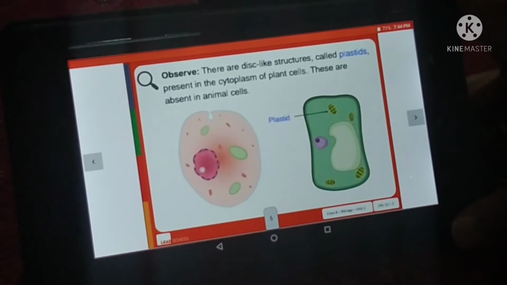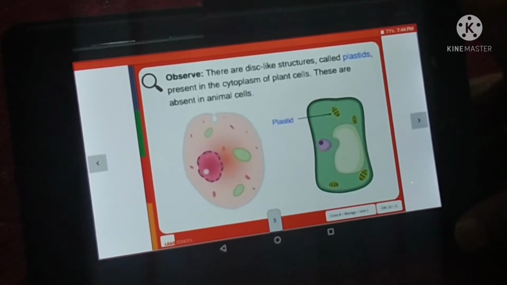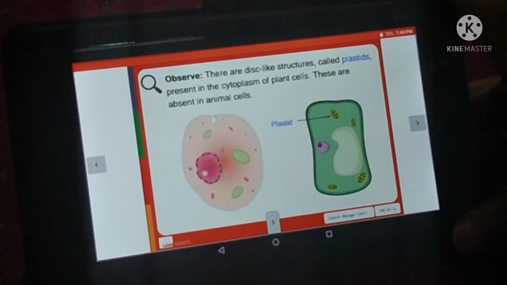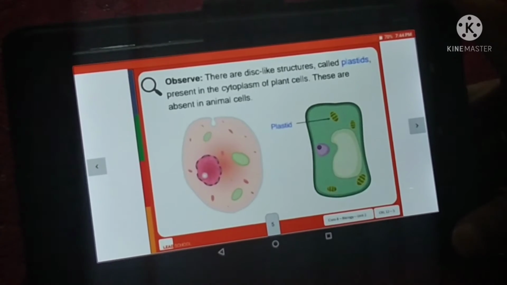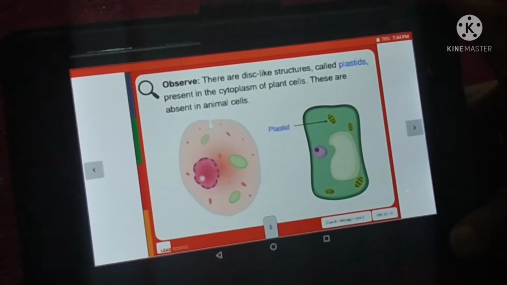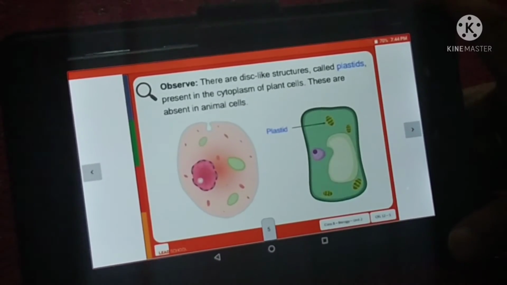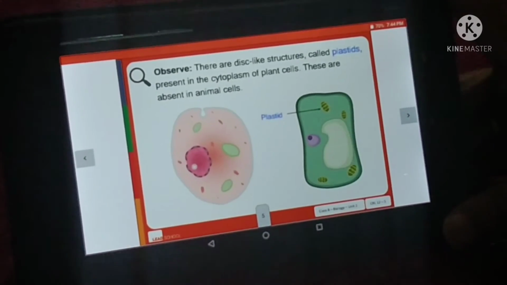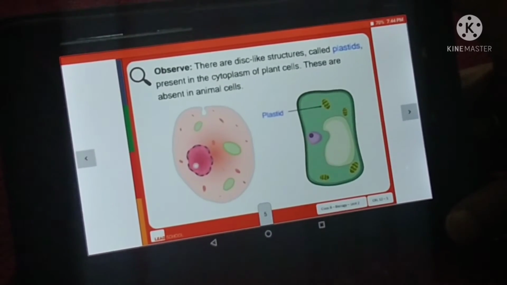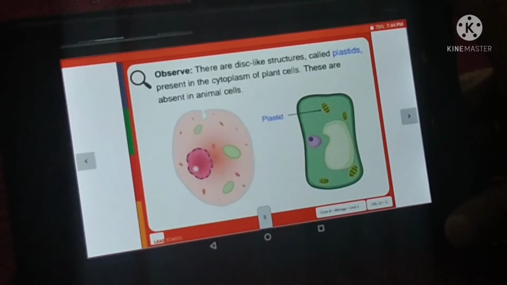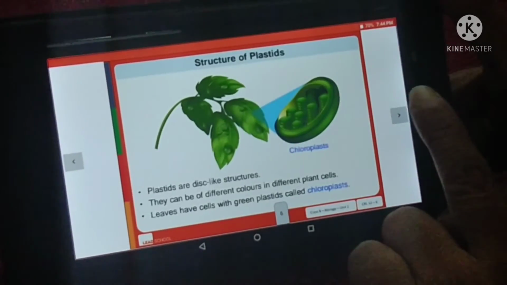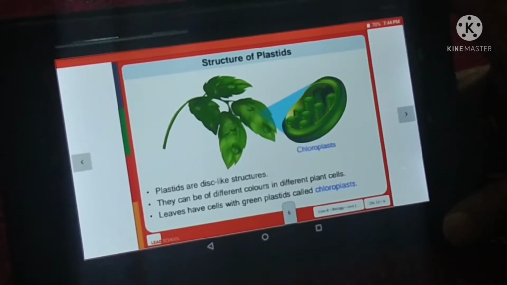There are disc-like structures called plastids present in the cytoplasm of plant cells. These are also absent in animal cells. So there are two differences in a plant cell and an animal cell. One, cell wall is absent in the animal cell, as well as plastids are absent in animal cells.